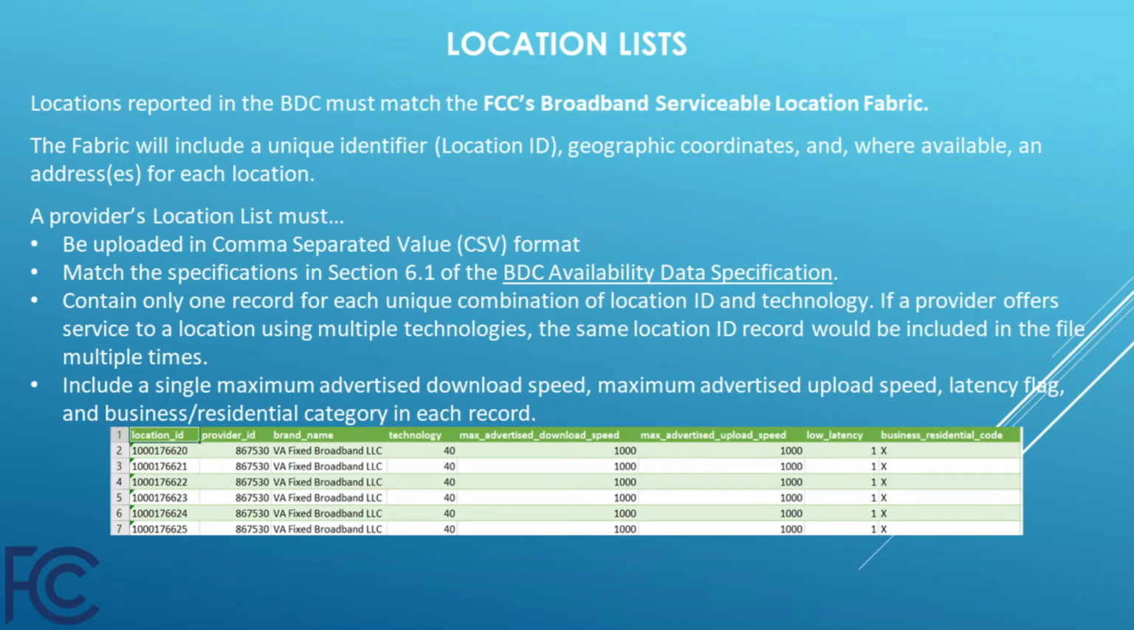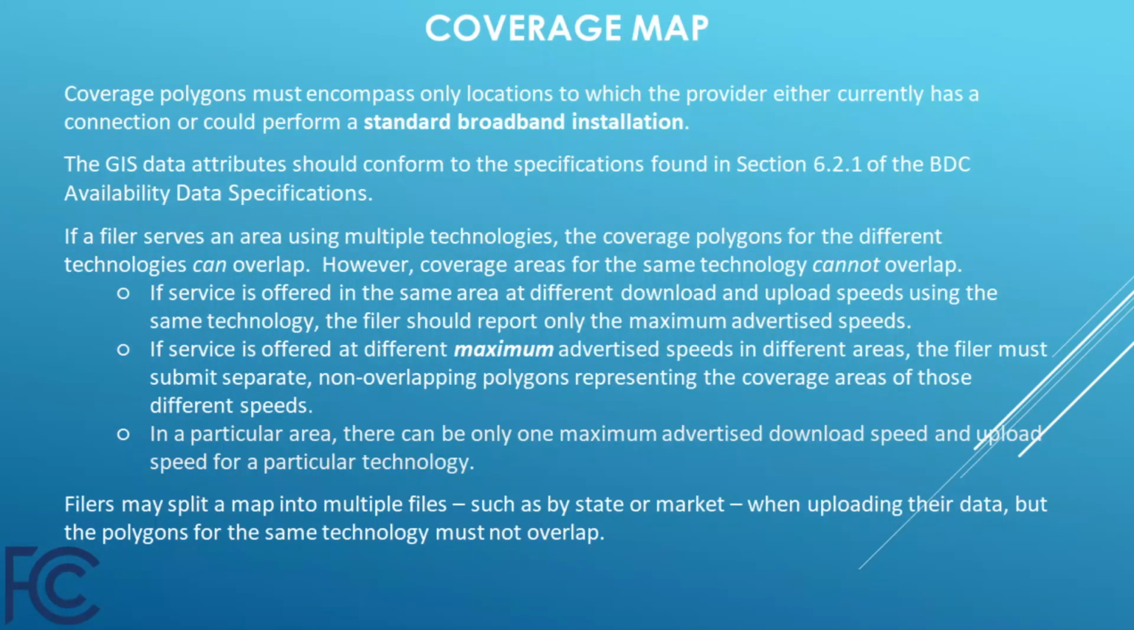If service is offered at different download and upload speeds using the same type of technology, then the filer should report only the highest speed offered. This should be based on the highest download speed advertised and the upload speed that is paired with that download speed.